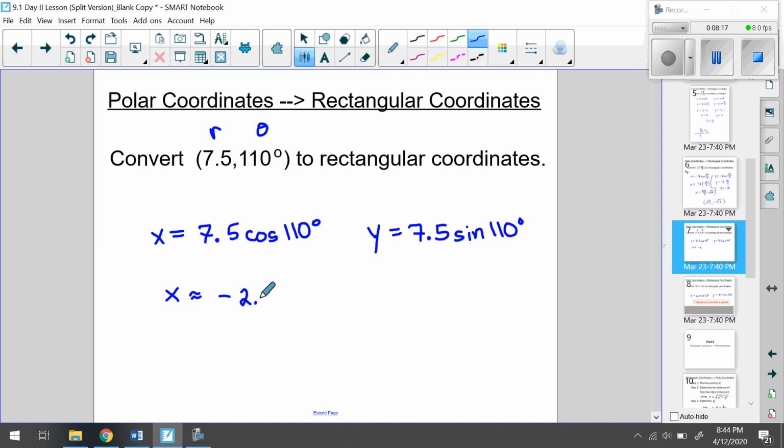You get -2.57 for x, approximately. And then for y, same thing, just multiply 7.5 times sine 110 on your calculator, and you should get about 7.05.